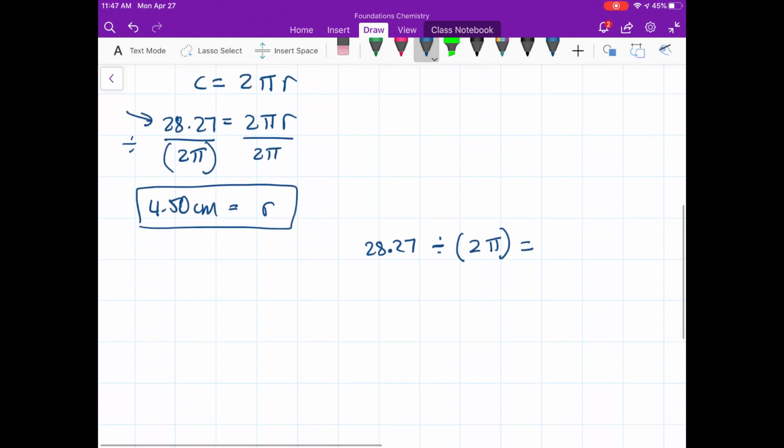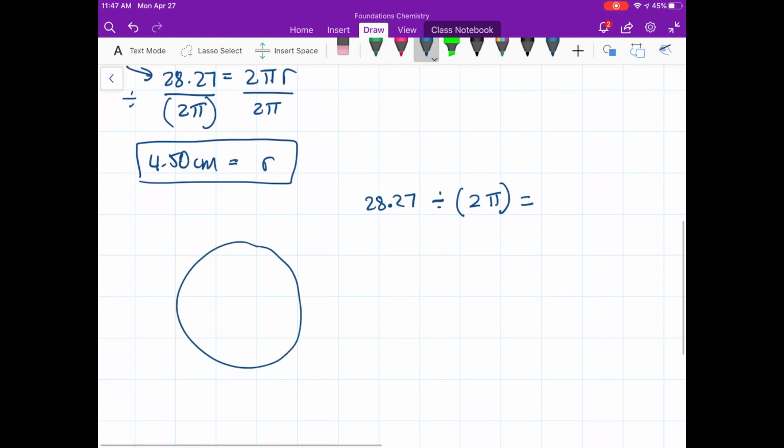And when you calculate your r, you should get 4.50 centimeters. So what does that mean? That means the radius of my balloon, which is a sphere, so this is in 3D, although I'm drawing in 2D, is 4.50. My circumference, or my distance all the way around, is 28.27.